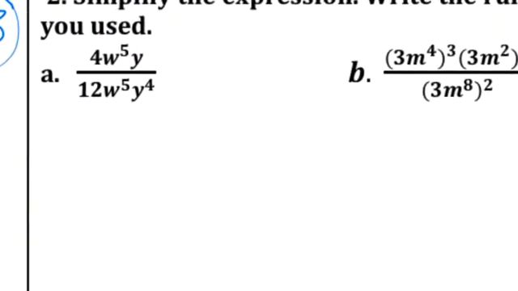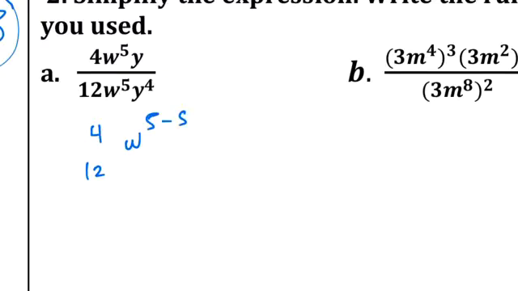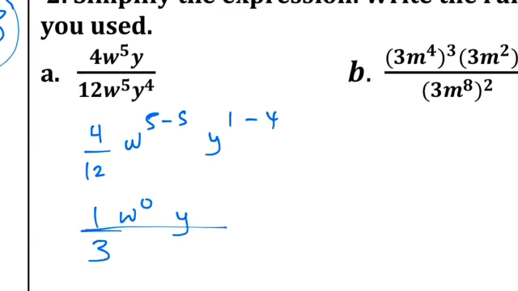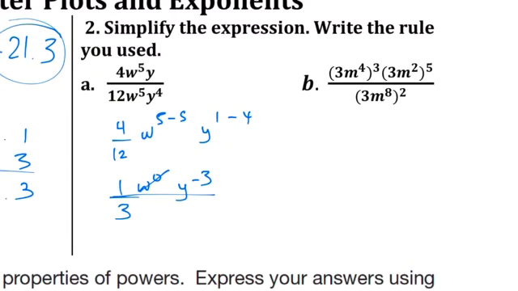Okay. Base of 4, 12. W to the 5th minus 5, y to the 1st minus 4, 1 over 3, w to the 0 power, and y to the negative 3 power. That's 1. 1 is invisible, so your answer is 1 over 3 y to the 3rd power.